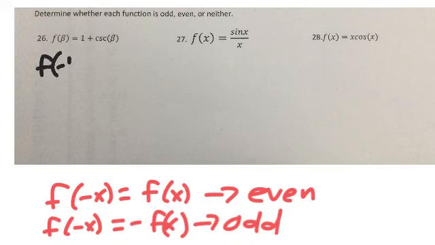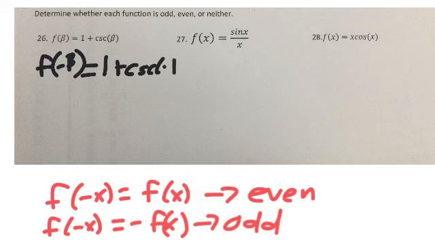Okay, so right here we're going to plug in a negative beta. So this becomes 1 plus cosecant of negative beta. Now we're looking at our even and odd identities. Cosecant is the reciprocal of sine. If I have a negative inside a sine, it comes out front. The same thing happens with cosecant. So this is 1 minus cosecant of beta.